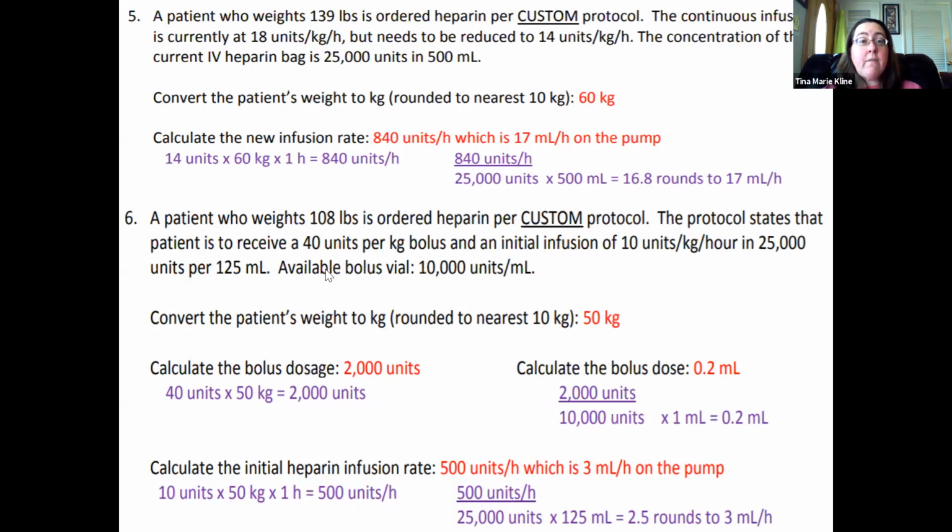Again, here, number 6, your available bolus vial is 10,000 units per milliliter. So if my bolus dosage is 2,000 units, if I was using 1,000 units per milliliter, I would be giving 2 milliliters. But this is 10,000 units per milliliter, so my dose ends up being 0.2. So you can see how if you're not looking at this, your patient can literally get a 10 times overdose if you're not careful. If you're not following those 3 checks and verifying that concentration and making sure you are using the correct concentration in your calculation.